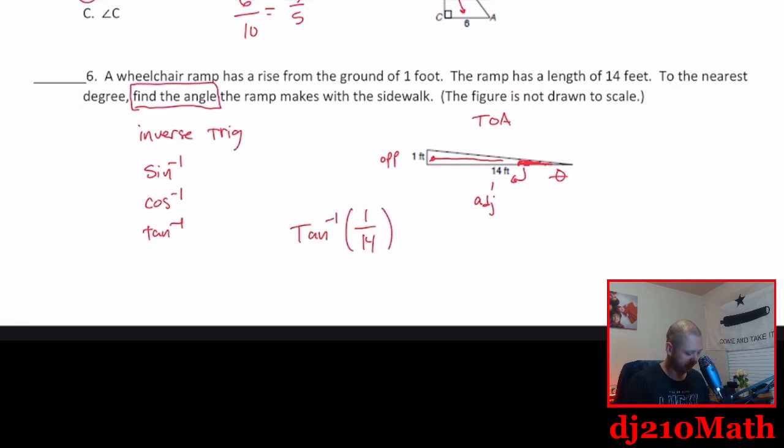So going to the calculator. Inverse tangent 1 over 14 is approximately 4 degrees.